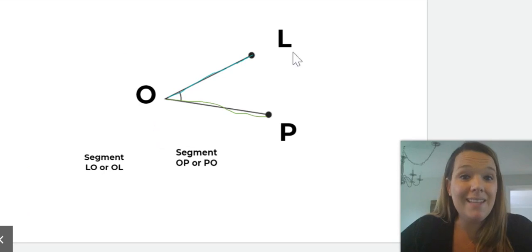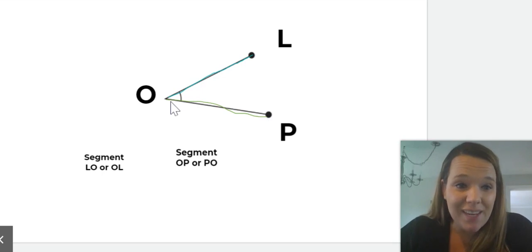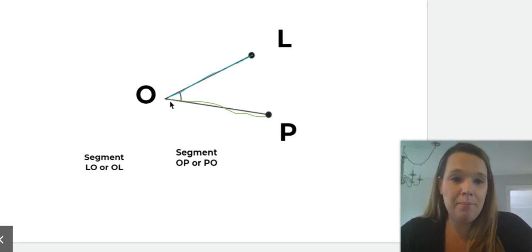So the two line segments that make up this particular angle are segment LO or OL, both are endpoints, it's perfectly fine to say them either way, and OP or PO. They're the exact same segment, they just appear in a different order. So either way is a fine way to name them as segments.